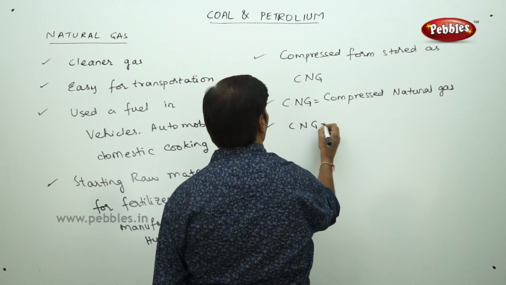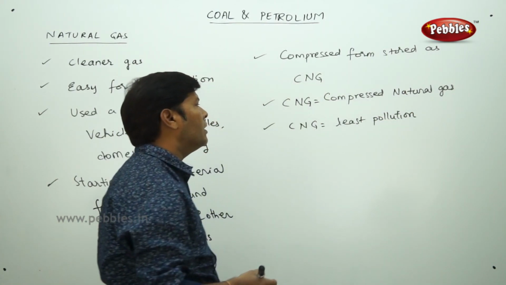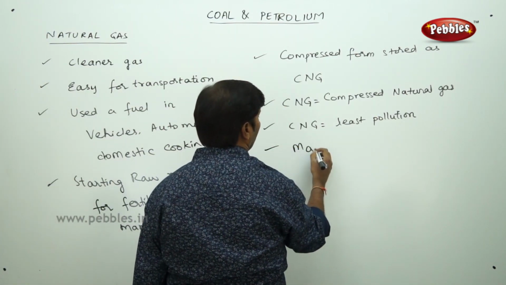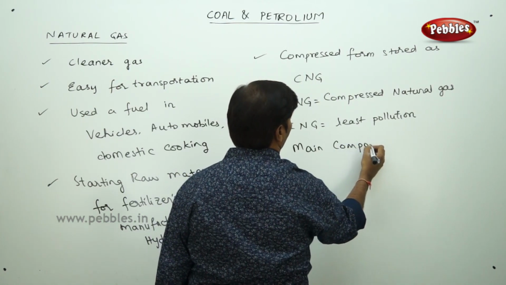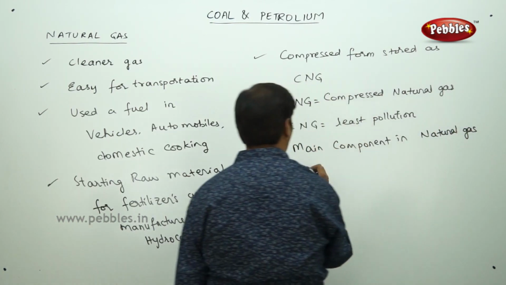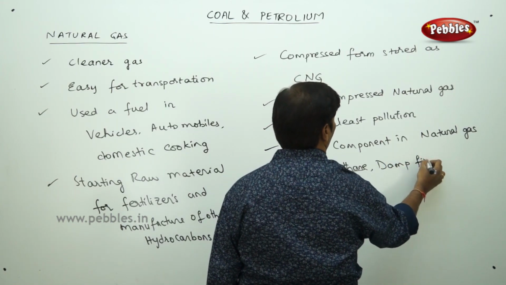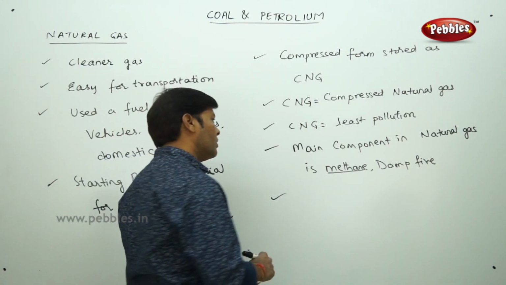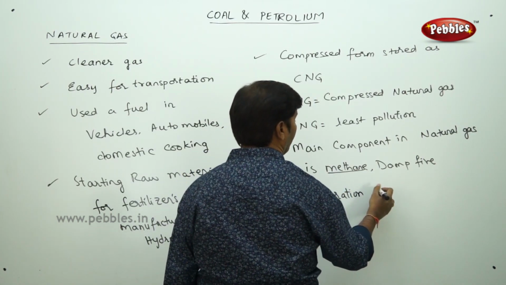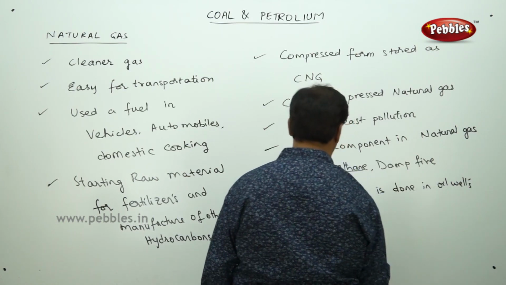The CNG is pollution free, causes least pollution. So here, this compressed natural gas, frankly speaking, the main component in natural gas is methane, also called as damp fire. That is why this natural gas is actually explored during the petroleum exploration. Actually, it is done in oil wells, in the petroleum industry.